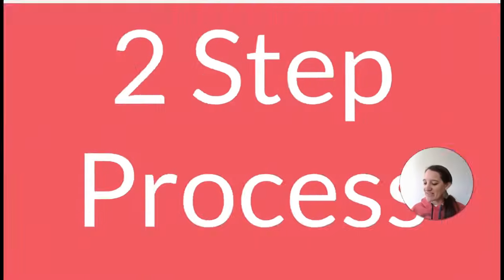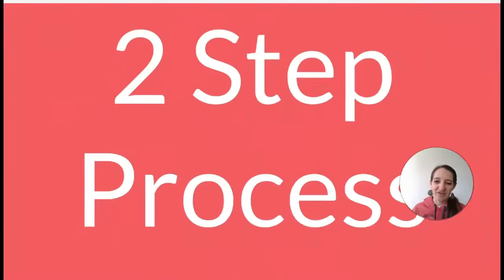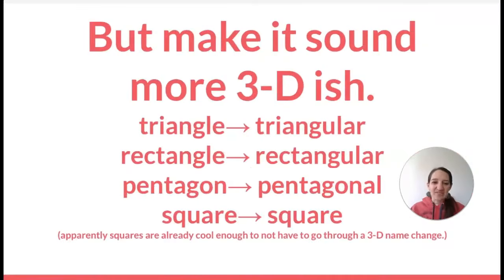If we go back to these examples, this was a square base. This was also a square base. So these two shapes have the same first name. What we do is we make it sound really cool. If the base is a triangle, we don't say triangle, we say its name is triangular. If the base is a rectangle, then we don't say rectangle prism, we say rectangular prism.